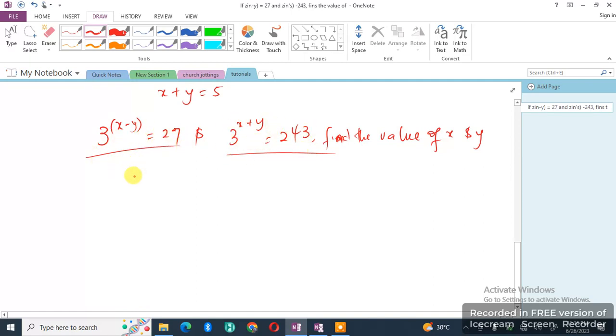So therefore we have 3 raised to x minus y. Of course we know 27 is 3 raised to the power 3. So we'll cancel out the bases. We have x minus y equals 3.